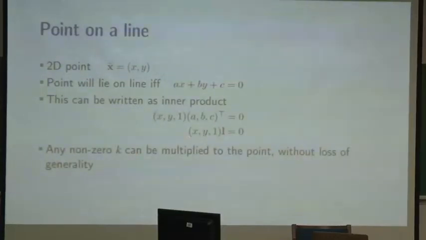So, any non-zero k can be multiplied to this point, and the equation will not change. Which means, following from this equation in inhomogeneous space, instead of writing xy1, I can write 2 times xy1 like I did here, and it will be the same line. Hence, not only can I represent the line in a homogeneous vector, I can also represent this point as a homogeneous vector because the scale factor of k doesn't matter.